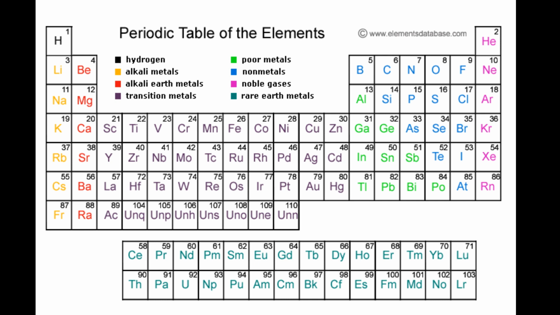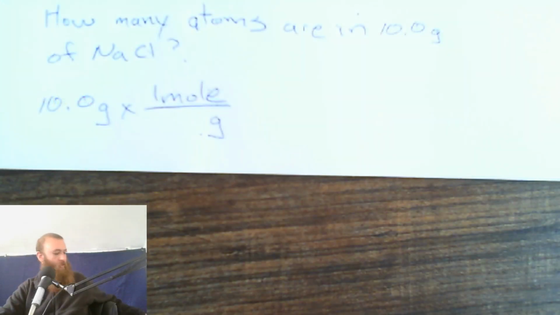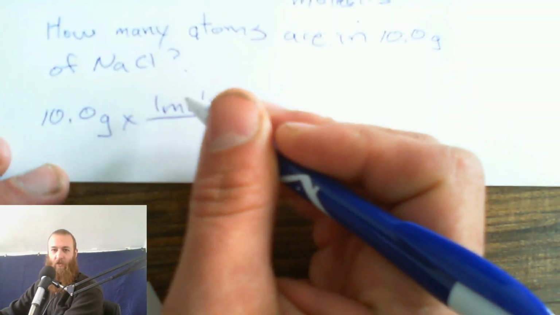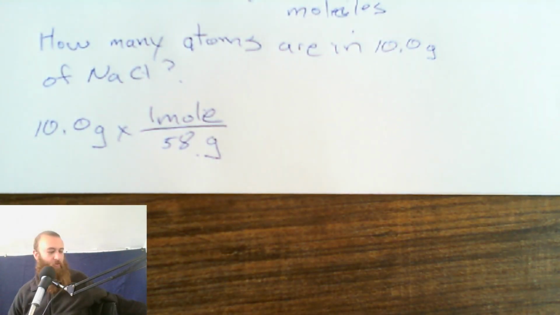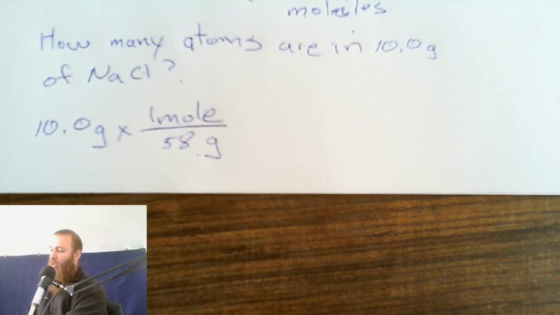So the periodic table I have here at my desk that I've been using, sodium should be 22.990, and chlorine should be 35.458. I'm going to round that to 58 just for ease of getting through this question. So you should have a molar mass of sodium chloride of about 58.